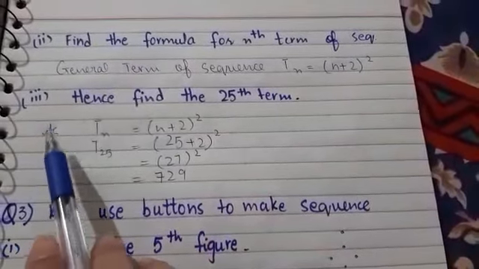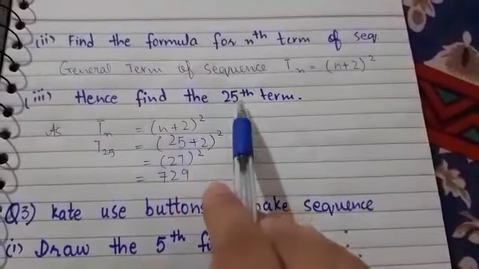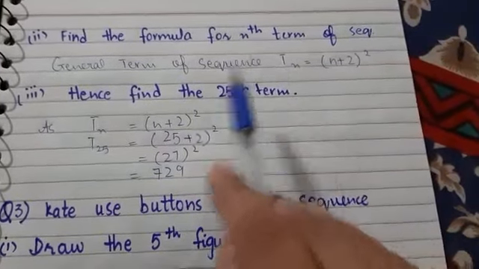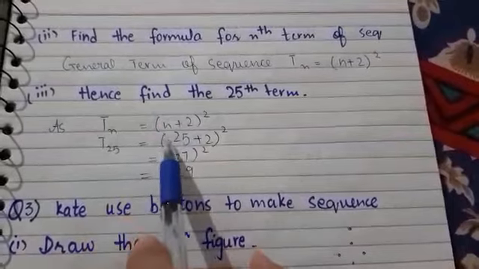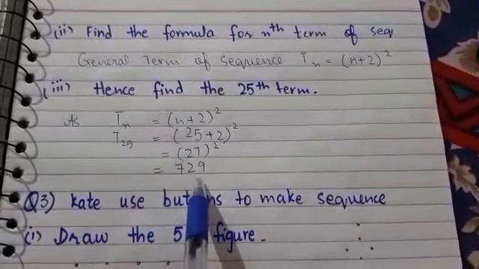The third part states: hence find the 25th term. So we will substitute 25 in place of n to give the 25th term. So 25 plus 2 is equal to 27, and the answer is 729.